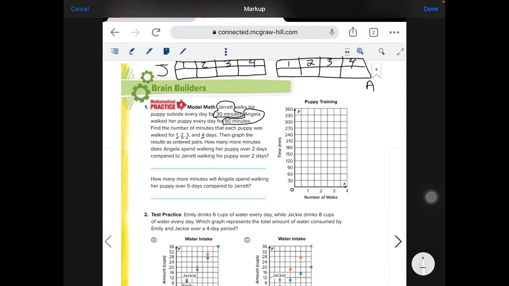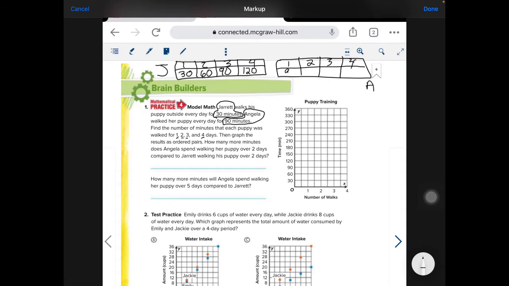Okay. So Jarrett walks his puppy outside every day for 30 minutes. So the first day will be 30 minutes, okay? Now we need to find the amount of minutes collectively over 4 days. So the second day collectively would be 60 minutes. So 30 from the first and another 30 from the second. So 60 minutes total that cute little puppy's walked. The third day, it'll be 90 minutes. And the fourth day, we just take 3 times 4 and add a 0. Is 120 minutes that cute little puppy has walked with Jarrett.